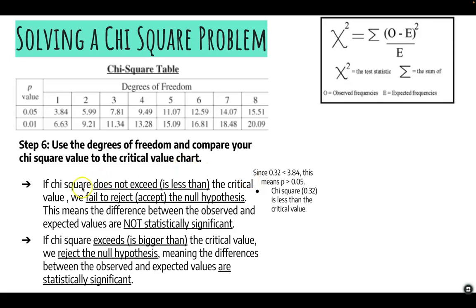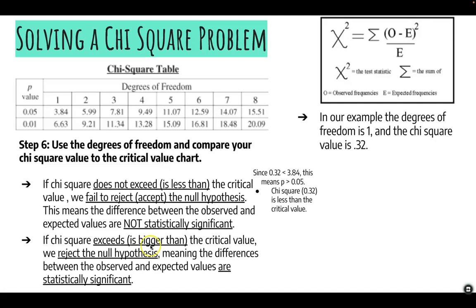Again, if your chi-square value is less than the critical value, then you're going to fail to reject, or in this case, you're going to accept, right? That's another way to say it. When you fail to reject means you're accepting the null hypothesis. And so therefore, there is no statistical significance. It's just due to chance.